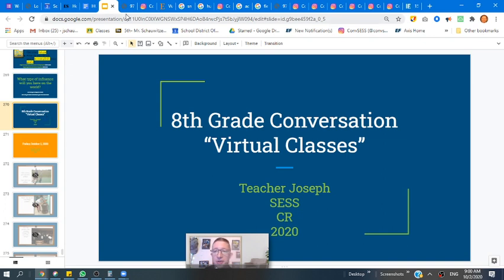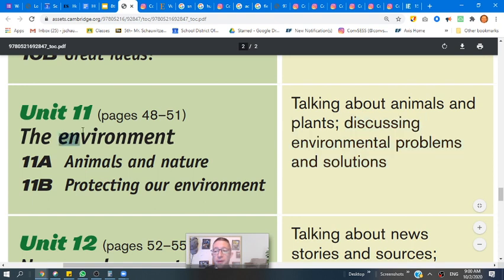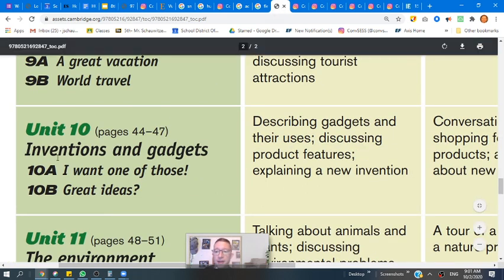Today, what we're going to be doing is breaking our lesson into two parts. First, we're going to be talking about the environment, specifically animals, and how environmental problems can affect those animals, and also talking about some solutions. The second part of the lesson, we're going to be discussing a little bit about inventions and gadgets and how that looks in the 21st century.